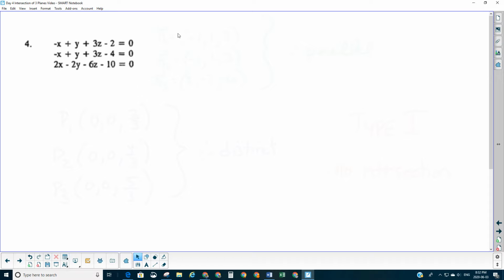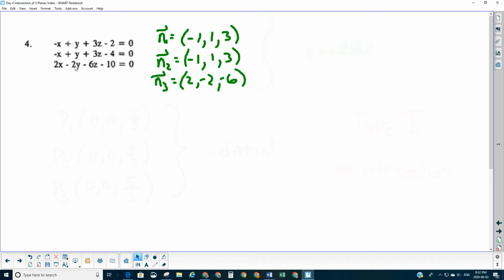-1, 1, 3 is the first normal. -1, 1, 3 is the second normal. And the third normal is 2, -2, -6. The first two are obviously equal, but the third one is also a scalar multiple. If you multiply this by -2, you should get each of these, and you do. So that means that all of these are parallel. So, surprise, surprise, this looks like it might be type 1, but you cannot prove it is type 1 until you prove that none of these are the same.